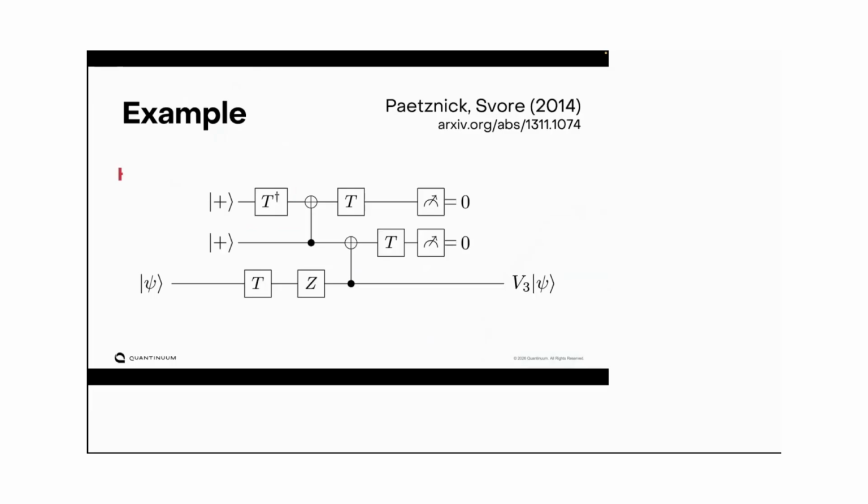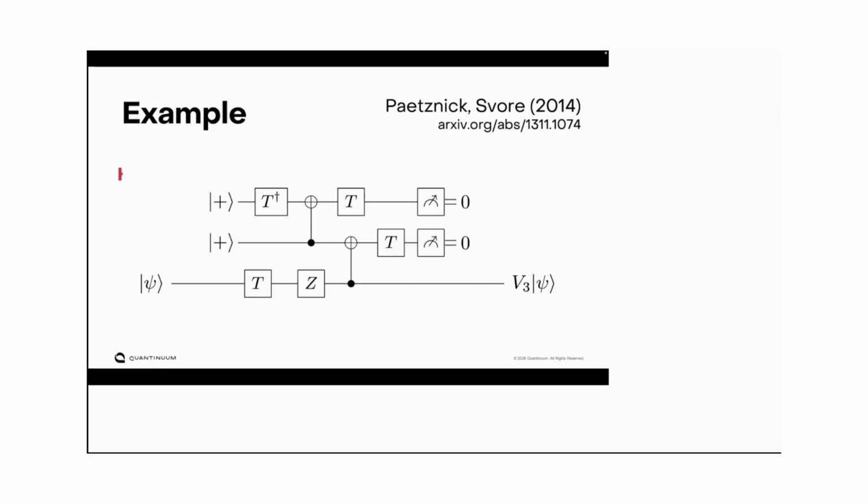To give you one example for how this could be useful, here's a circuit that's taken from a 2014 paper, and what they try to do here is apply a gate to a qubit. For our purpose here, it's not really important to know what this gate does. It's interesting for certain QEC applications. And the task they try to solve is implement this gate using only Cliffords and T gates. And the circuit they come up with is this thing here.